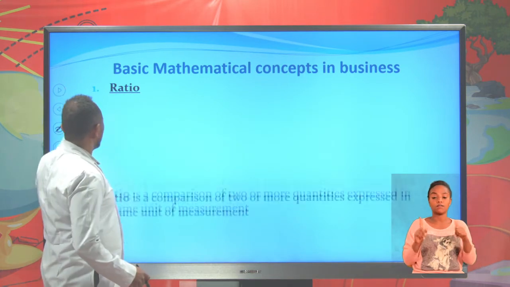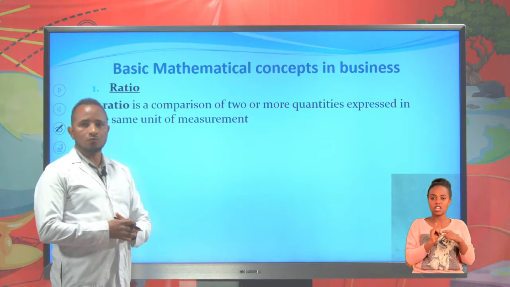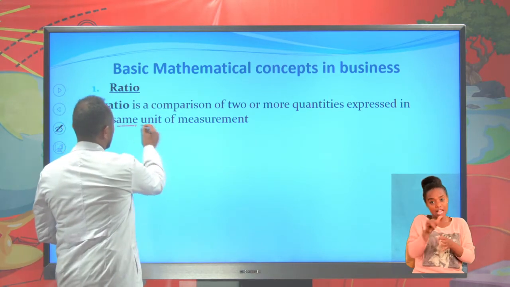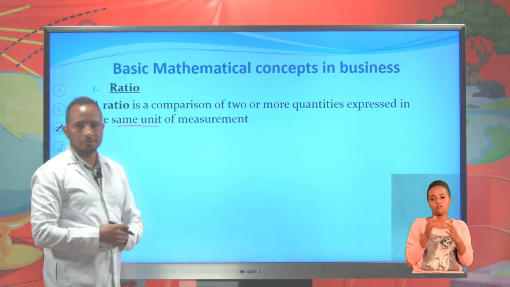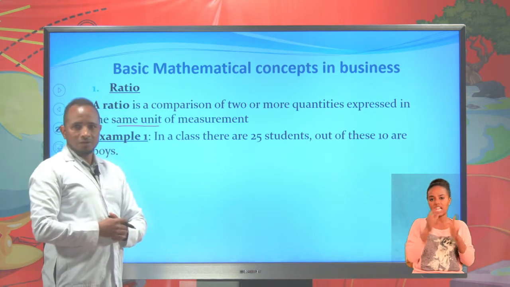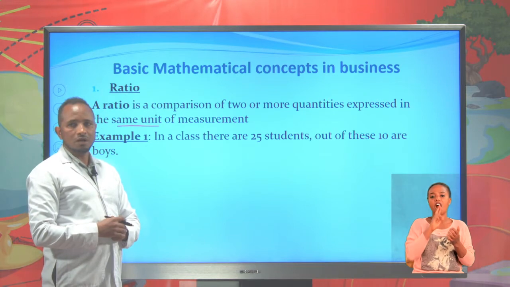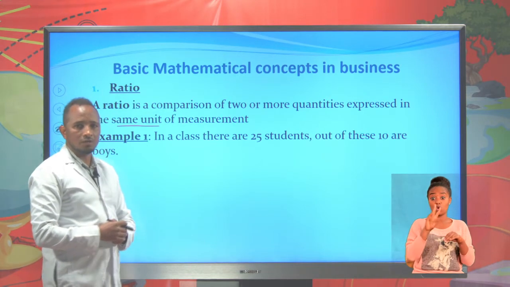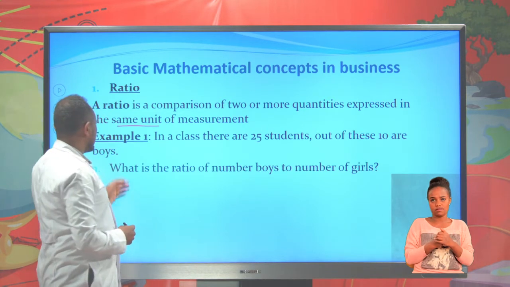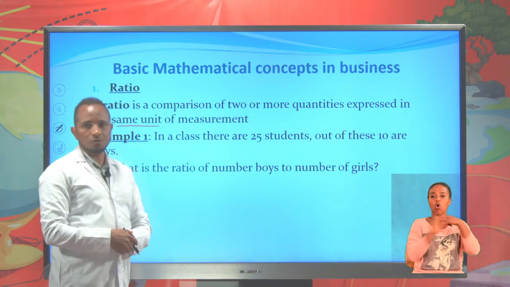First, ratio. Simply, ratio is a comparison of two or more quantities expressed in the same unit of measurement. Now, let's see an example for this one. In a class, there are 25 students. Out of these, 10 are boys. So, what is the ratio of the number of boys to the number of girls?